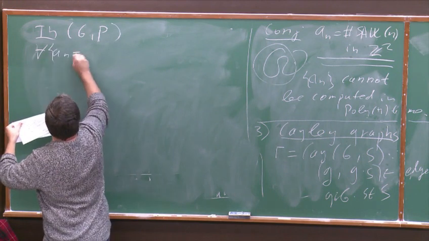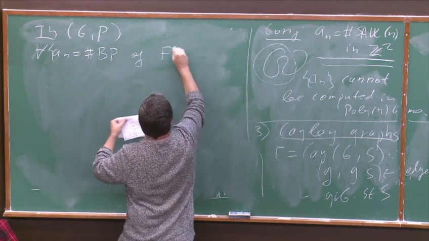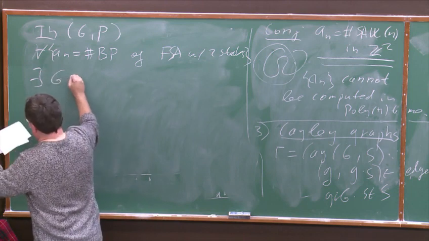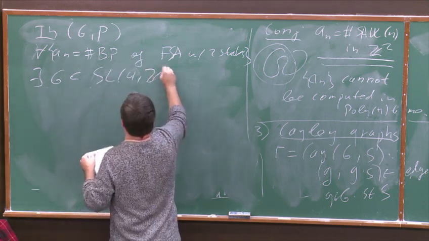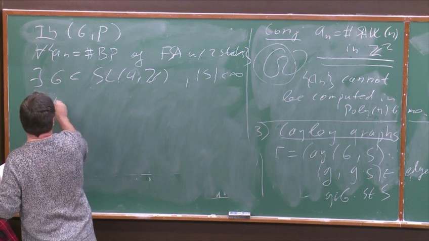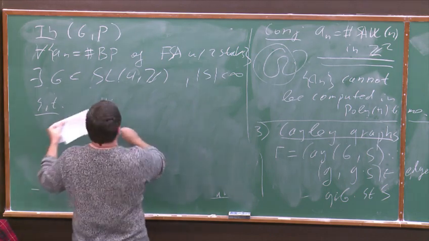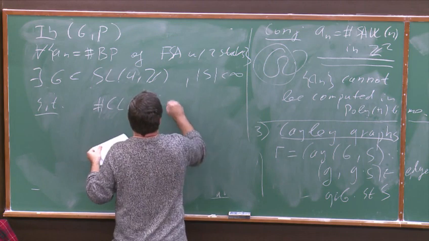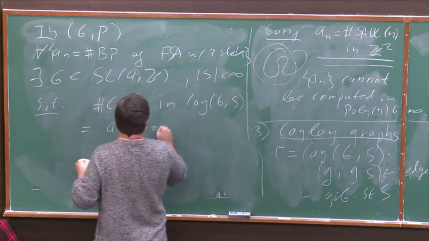For every A_n, the number of balanced paths of a finite state automaton with two stacks, there exists a G, which is a finitely generated subgroup of SL4(Z), and a finite generating set S, such that the sequence, recall, the number of closed loops of length n in the Cayley graph of (G, S), is equal to A_n mod 2.